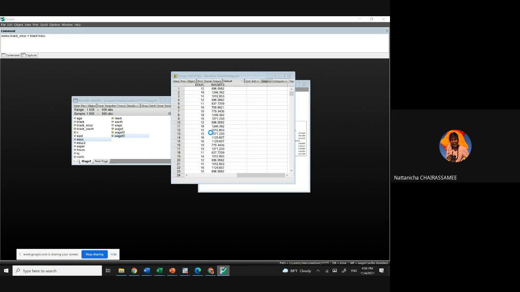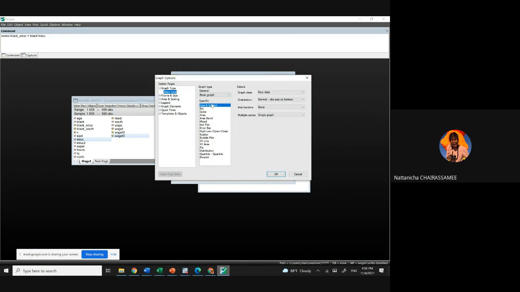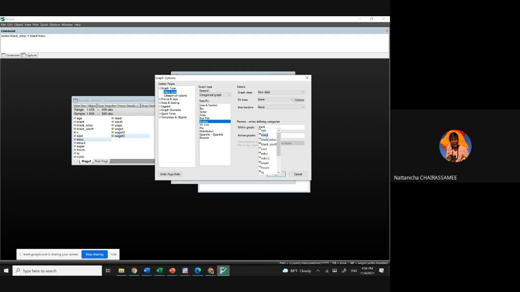Again, going to graph, and we are still using the categorical graph, use scatter, and again, I would like to separate my data set between white and non-white people.